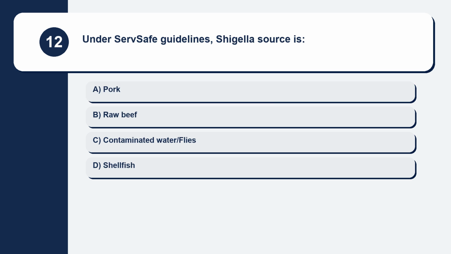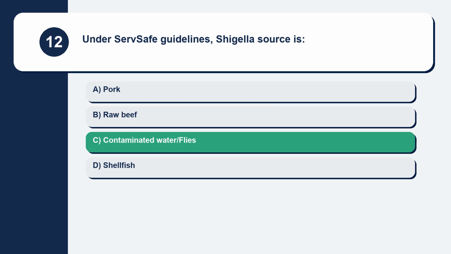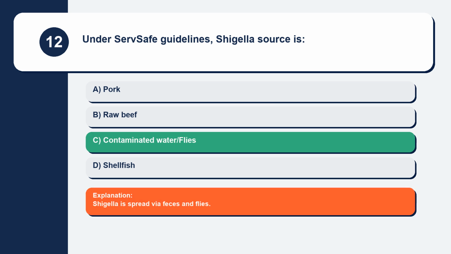Question 12. Under ServSafe guidelines, Shigella sources: pork, raw beef, contaminated water/flies, shellfish. Shigella is spread via feces and flies.